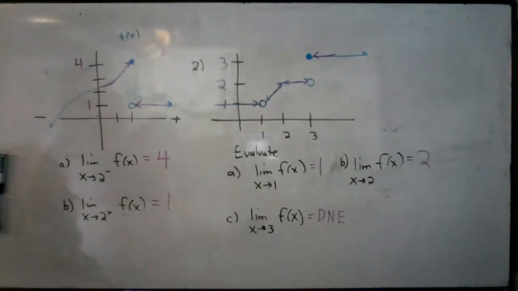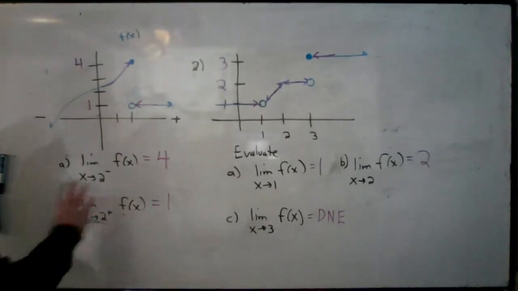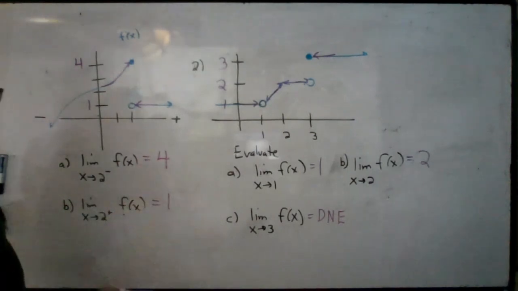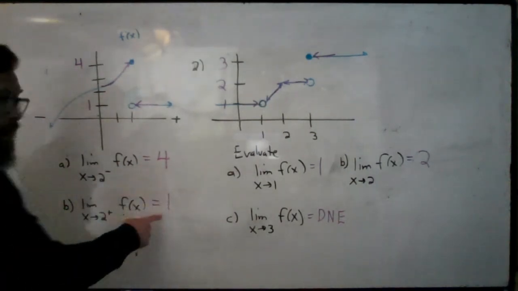Now, if I asked you what's the limit as x approaches 2 of f of x, if I didn't have these one-sided limits, the limit doesn't exist, because for the limit to exist, the left-hand limit and the right-hand limit have to be the same.